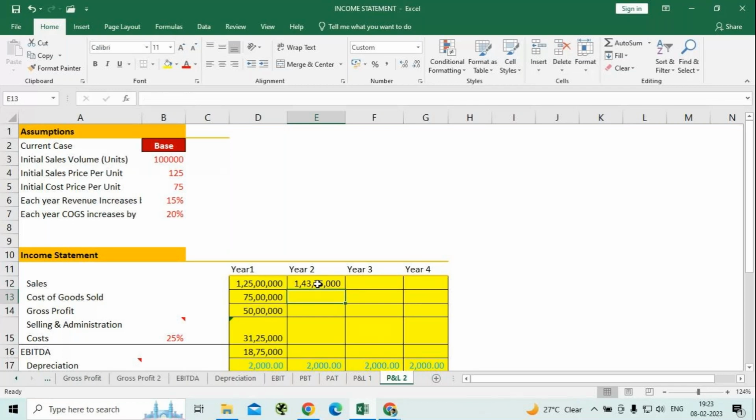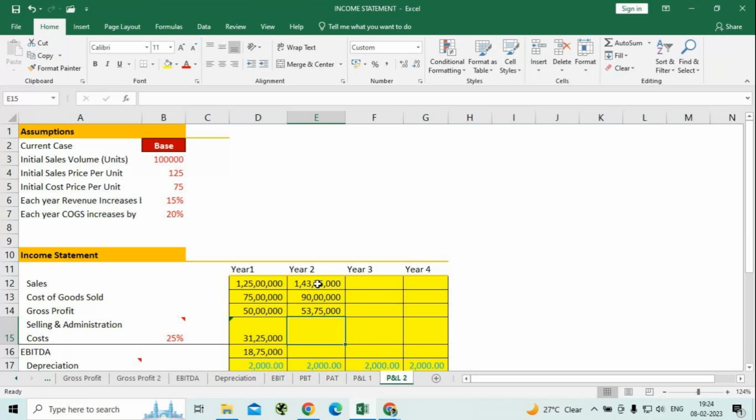So you can do it for year 2 once, because there are changes from year 1 to year 2. So we have to open the bracket, 1 plus the rate of increase, which is 20%. Accepted. So it has increased. Then the next step is minus COGS value, so it gives you the gross profit.